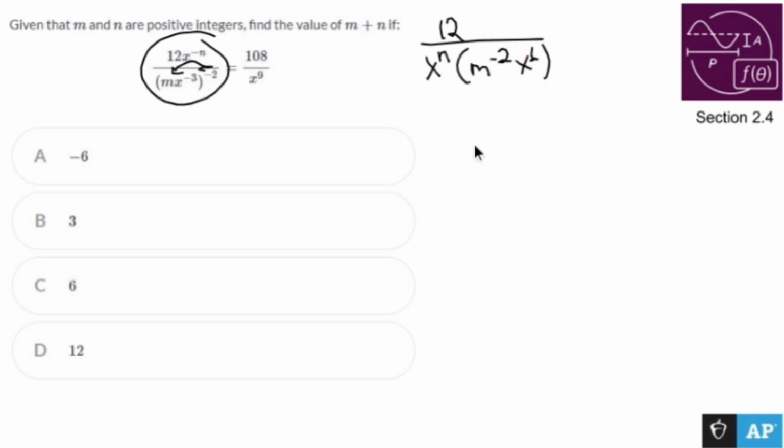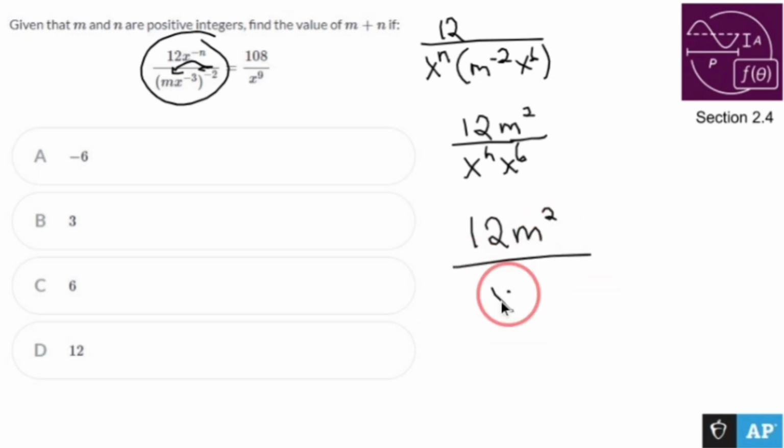I can move it upstairs, so 12 over x to the nth. I can move it upstairs and make it m squared. And what was that? X to the 6th? X to the 6th stays on the bottom. So what I have is 12 m squared over x to the n plus 6. I'm looking at that guy. That's supposed to match up with 108 over x to the 9th.